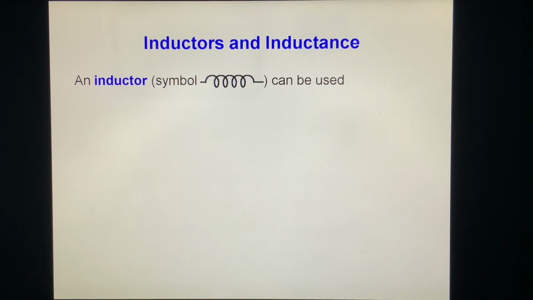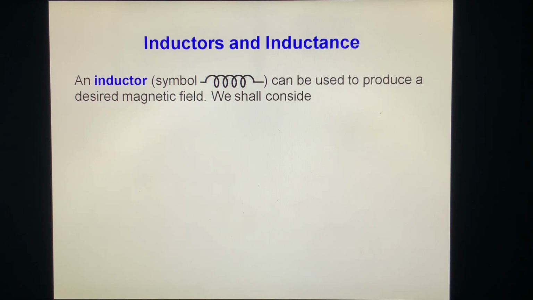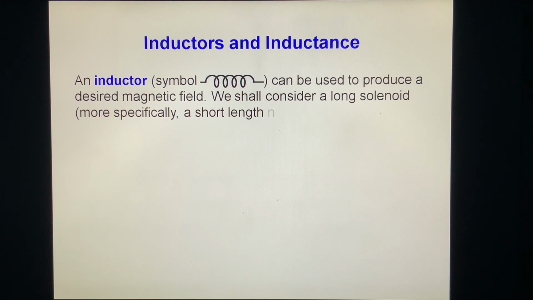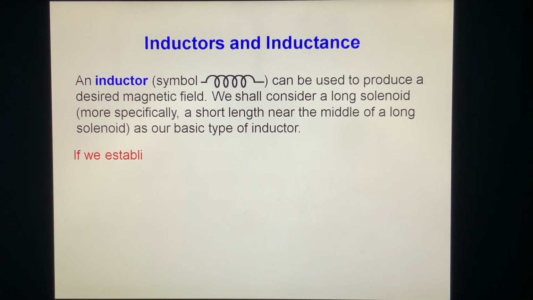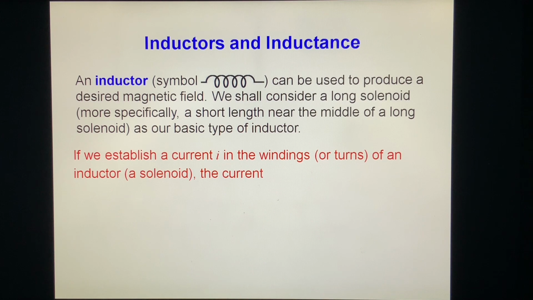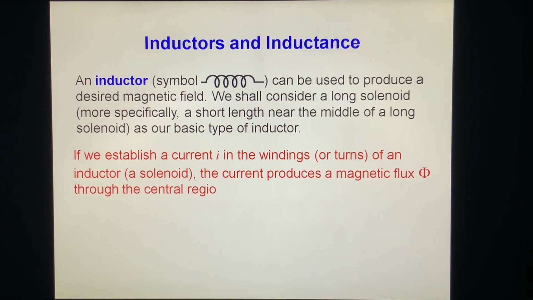An inductor can be used to produce a designed magnetic field. We should consider a long solenoid, more specifically a short length near the middle of the long solenoid, as our basic type of inductor. If we establish a current I in the windings or turns of an inductor, a solenoid, the current produces a magnetic flux phi throughout the central region of the inductor.